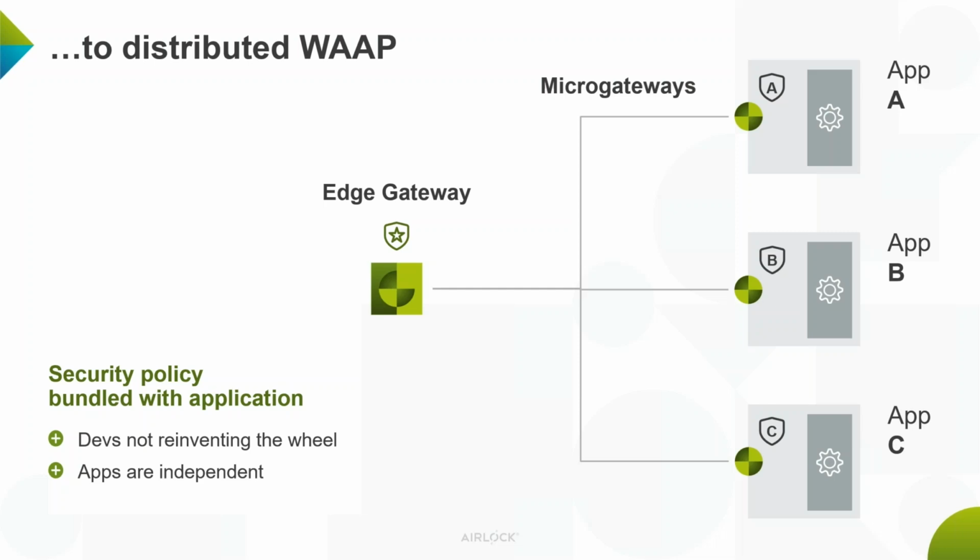This means the devs do not need to reinvent the wheel. You can use the same security mechanisms for every web application. And if you want, you can connect an IAM to the edge gateway and ensure that only authenticated users can access your web application.